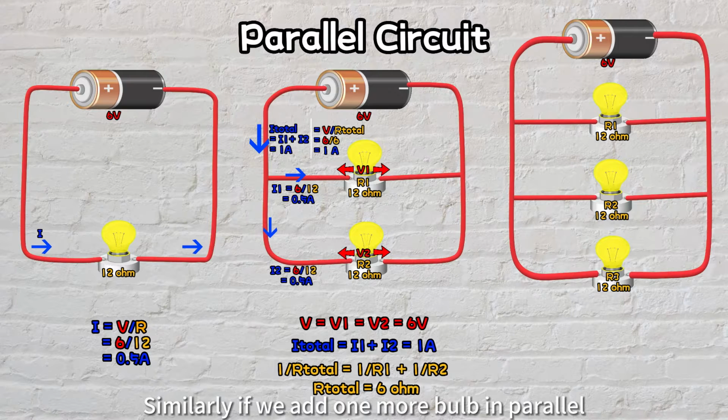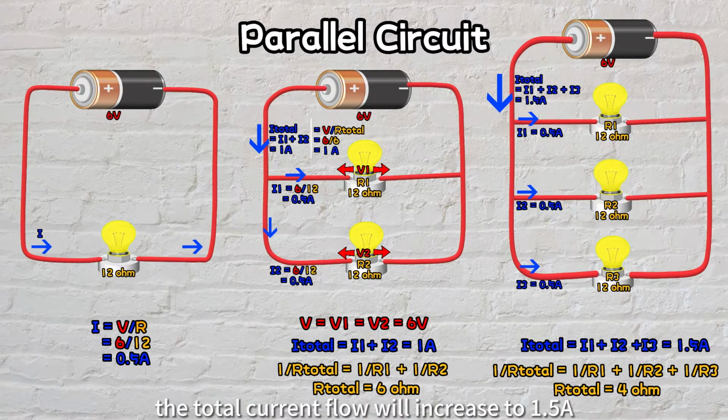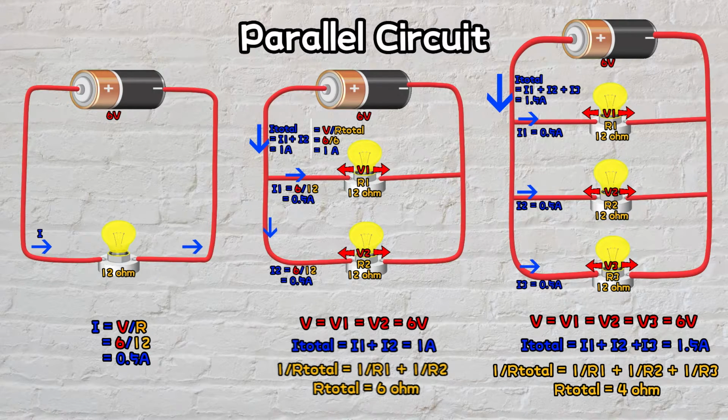Similarly, if we add one more bulb in parallel, the total resistance will reduce to 4 ohms. The total current flow will increase to 1.5 amps, but the voltage across each bulb will remain the same.